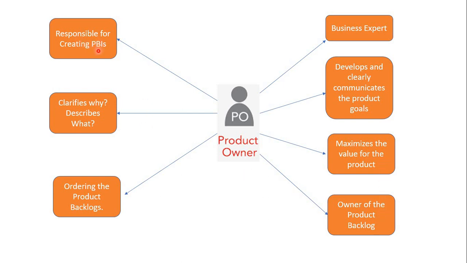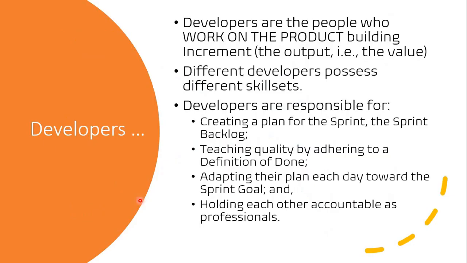He is also responsible for the PBIs, the product backlog items. He clarifies why, describes what, and also makes sure that he orders the list of items in the product backlog. The product backlog has a list of items to be done, which is to be prioritized. The priority and ordering are also done by the product owner. So the product owner is a very important role. Earlier we saw the Scrum Master, and now we are looking into the product owner.